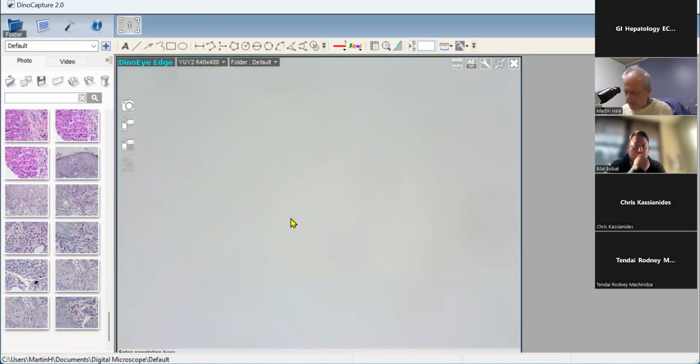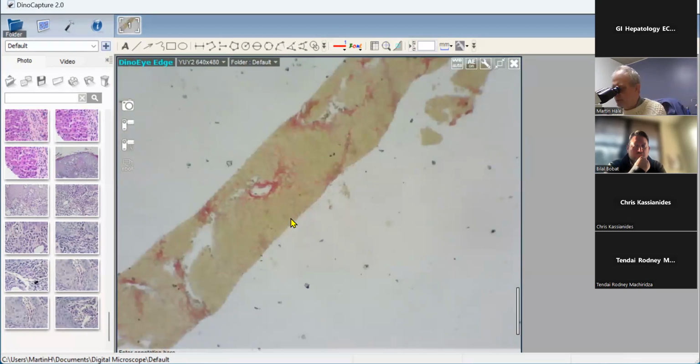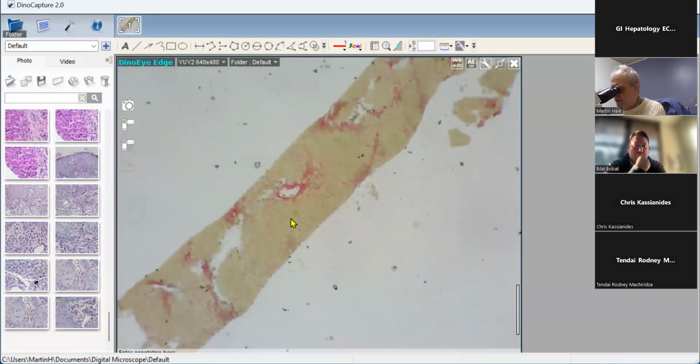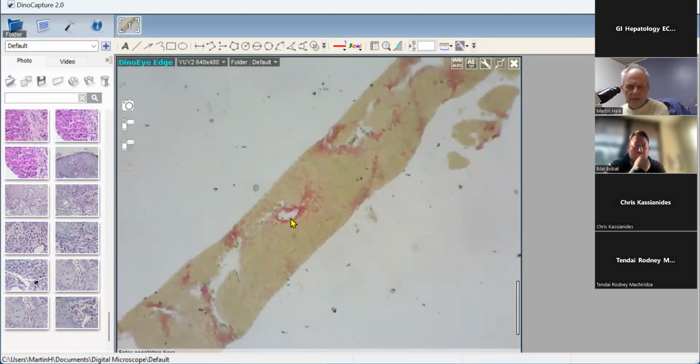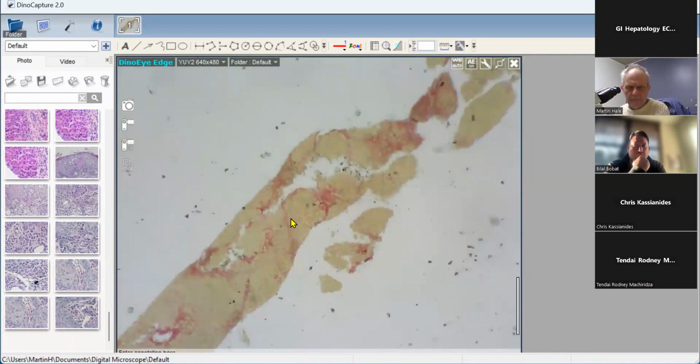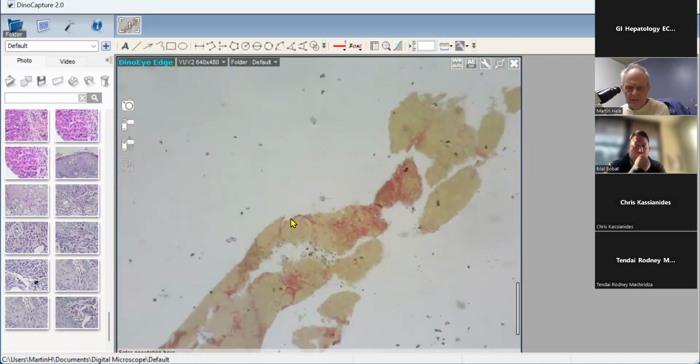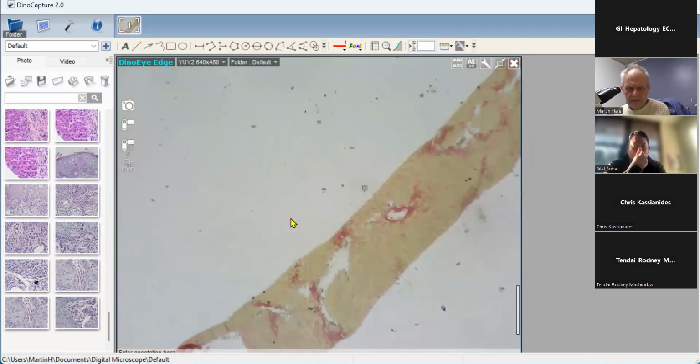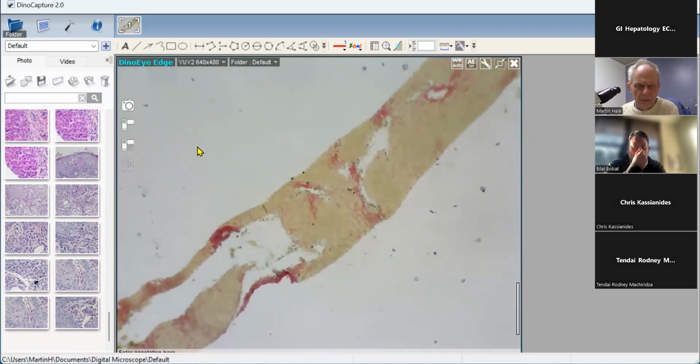It's actually a lot better than the Masson trichrome, which used to be the original yardstick by which collagen was assessed in the liver. But you can see that there's a fair bit of fibrosis in this liver. Okay, so we'll look at this in more detail.